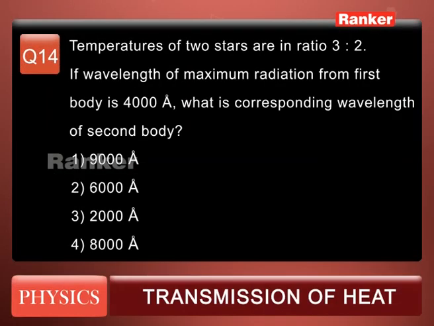Question number 14. The temperature of two stars are in the ratio 3:2. If the wavelength of maximum radiation from the first body is 4000 angstrom, what is the corresponding wavelength of the second body? First option 9000 angstrom, second option 6000 angstrom, third option 2000 angstrom, and fourth option 8000 angstrom.